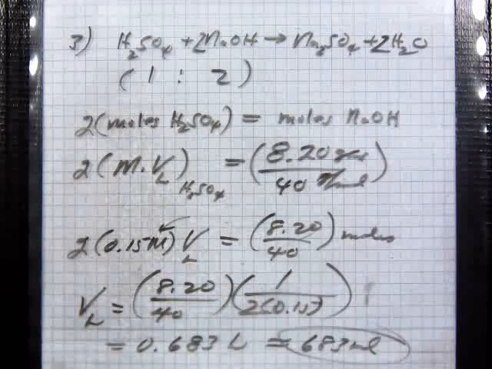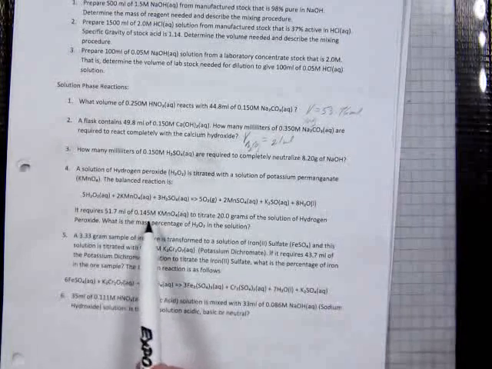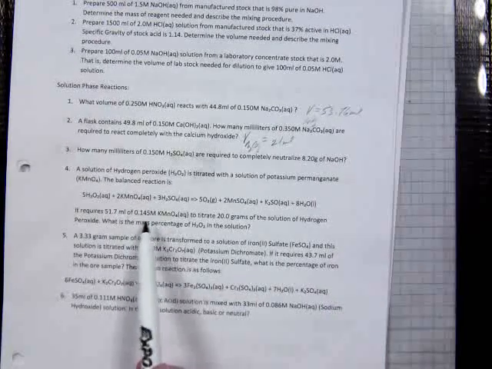Everything stays in moles, and then you substitute in what you need to convert to whatever you're asking for. We'll work some. A solution of hydrogen peroxide is titrated with a solution of potassium permanganate. I can read it with you here, and the balanced equation is this nasty looking thing here. It requires 51.7 milliliters of the permanganate, 0.145 molar, to titrate 20 grams of the solution of hydrogen peroxide.